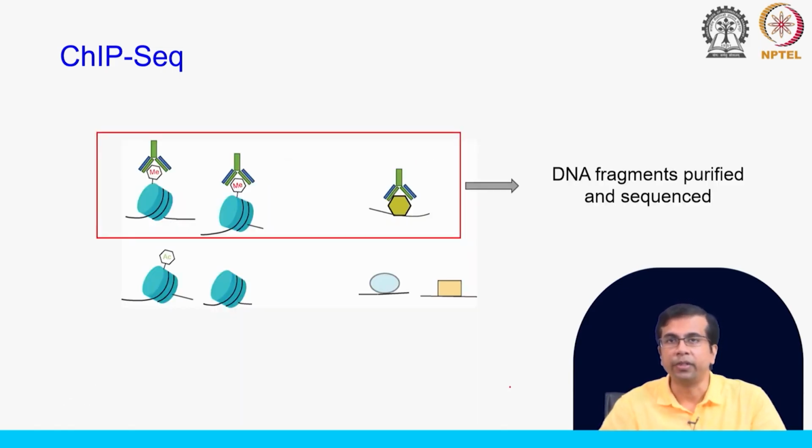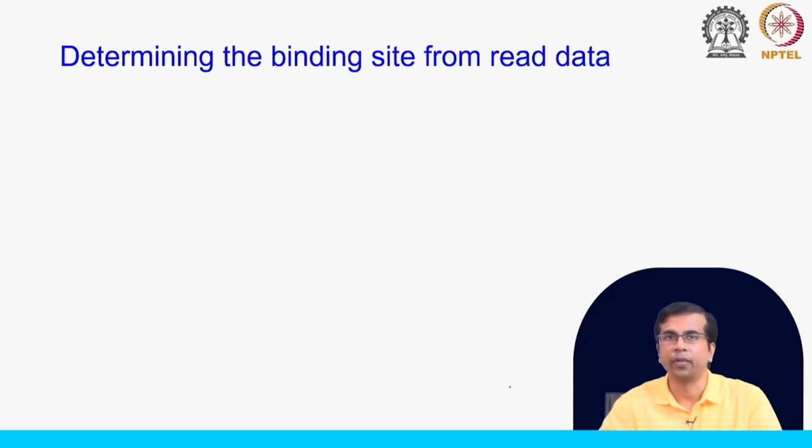Once we have pulled these regions down, we then purify the DNA fragments and subject them to next generation sequencing, so that we identify these specific regions where we have this DNA binding event, whether it is histone modification or transcription factor binding.